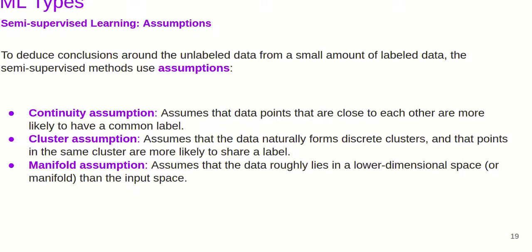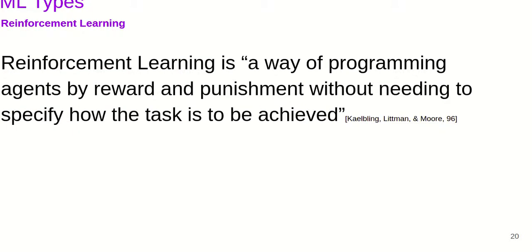So we have now seen three types. We know what supervised, unsupervised, and semi-supervised learning are, and we are arriving at the last type, which is reinforcement learning. Reinforcement learning is a way of programming an agent or agents by reward or punishment without needing to specify how the task is to be achieved. So here we have some new concepts: agents, and reward and punishment. Let's see an example that will allow us to understand this.